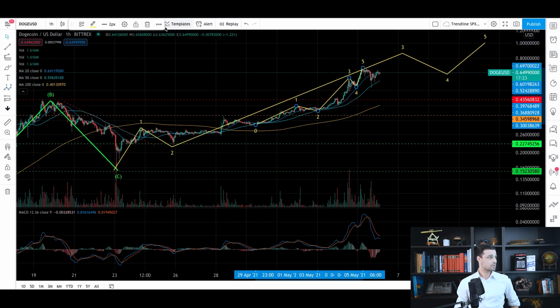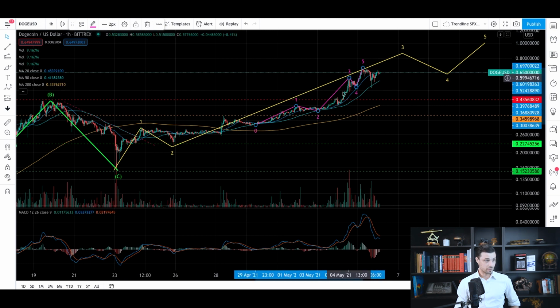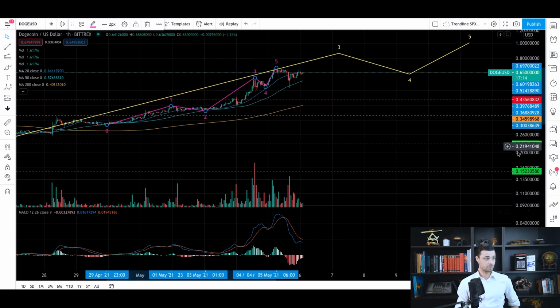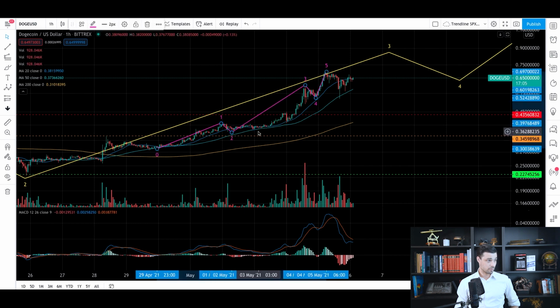Okay, let me change the color. I know this is a 4 because this is a triangle, guys. When you spot a triangle, you know it's a 4. So this is a 4. So then this is a 3. So up 1, 2, 3, 4, 5.